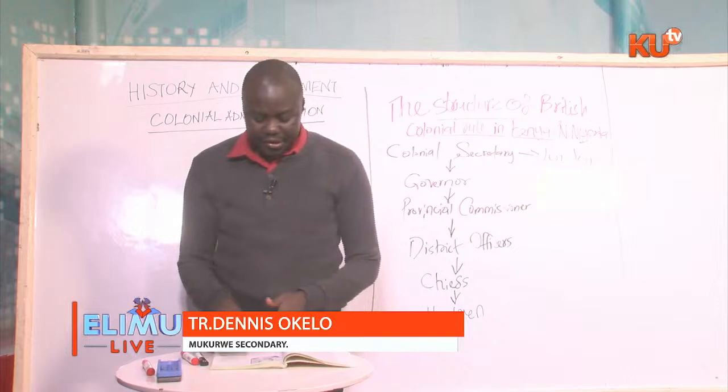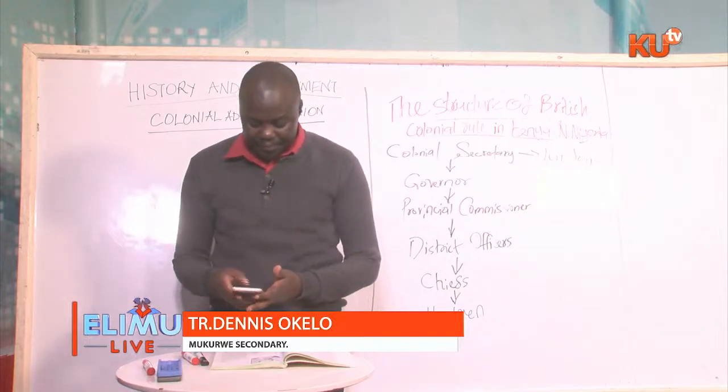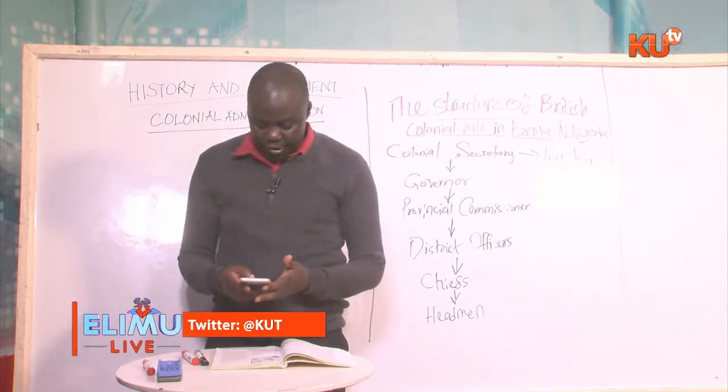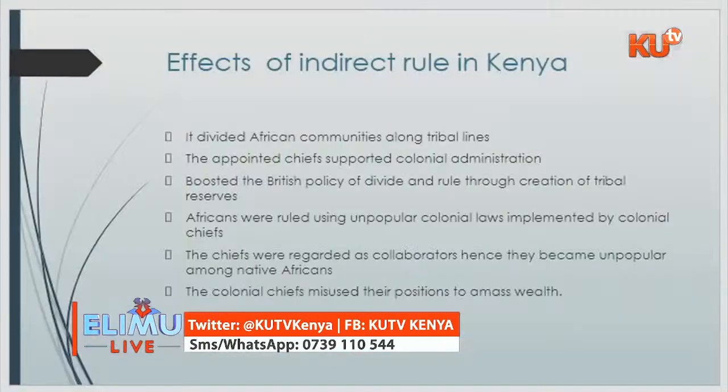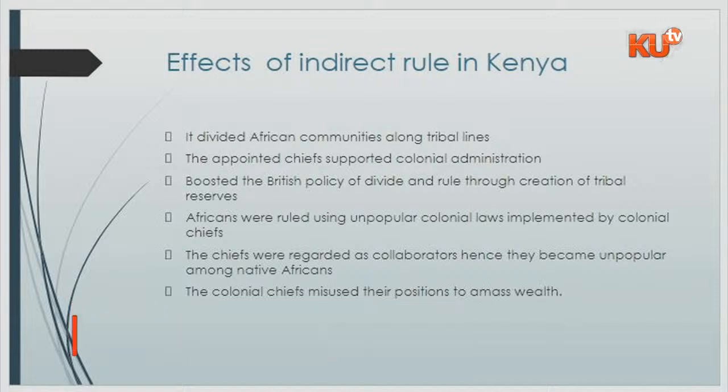Now let me teach you again the effects of the indirect rule in Kenya. Number 1, it divided the African communities along tribal lines. To date, if you go to the countries which were majorly controlled or colonized by the British, then there exists a deep mistrust of various ethnic groups.